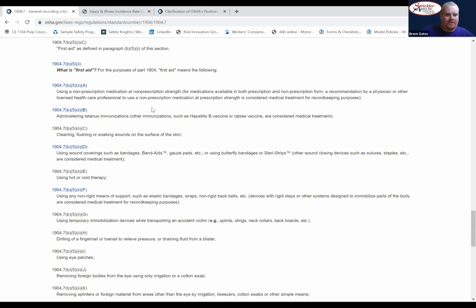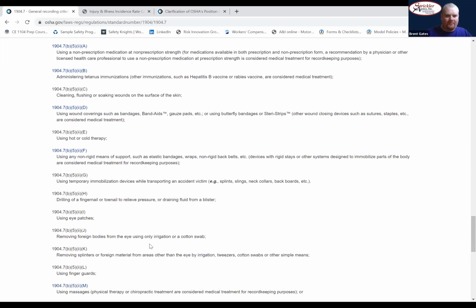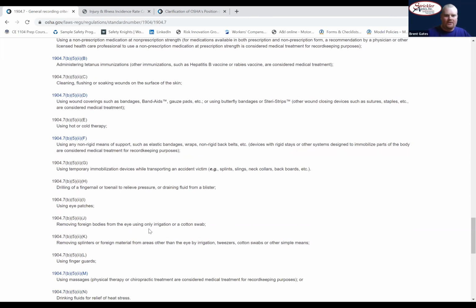Using hot or cold therapy, non-rigid means of support, such as wraps or taping ankles or something along those lines. Drilling a fingernail or toenail to remove pressure or draining fluid from a blister. Eye patches, removing foreign bodies from the eye using only irrigation or a cotton swab. If you have to use a magnet to get the metal out of someone's eye, we have an OSHA recordable.